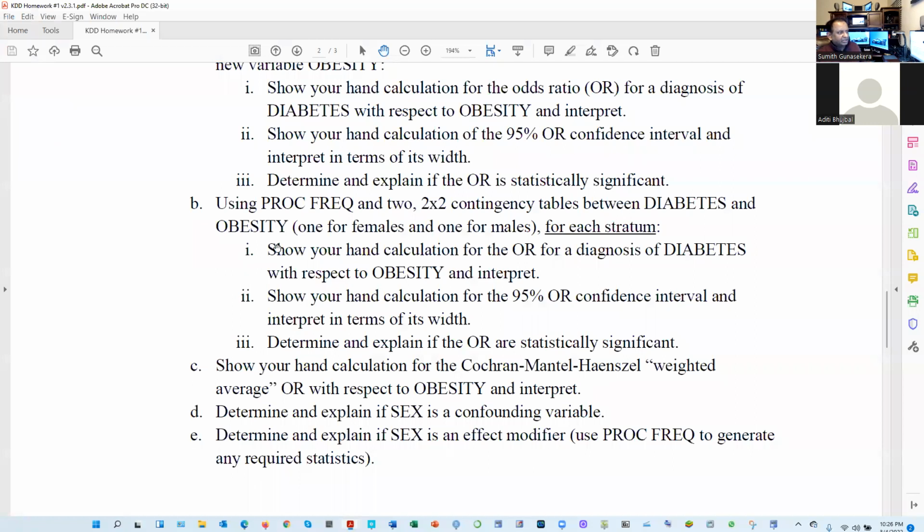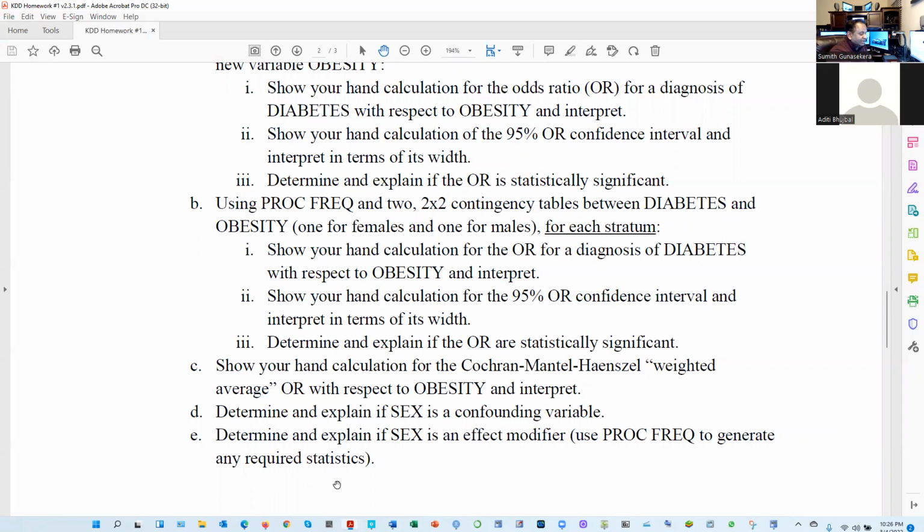Part 2. Show your hand calculation for the odds ratio, OR, for the diagnosis diabetes with respect to obesity. You know how to show that one for each stratum, for male and female. In order to do that one, do you have the table? Yes. Do you know how to do that one?